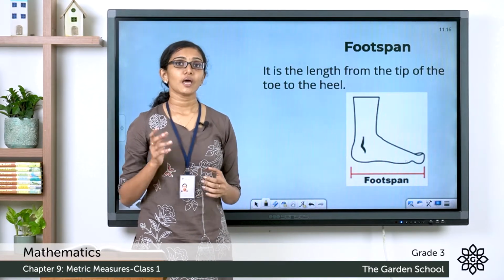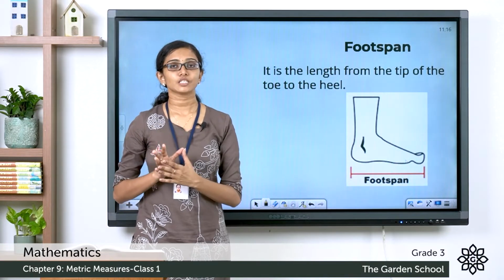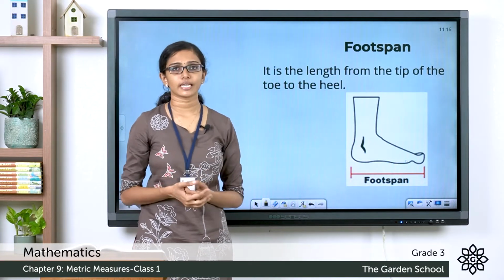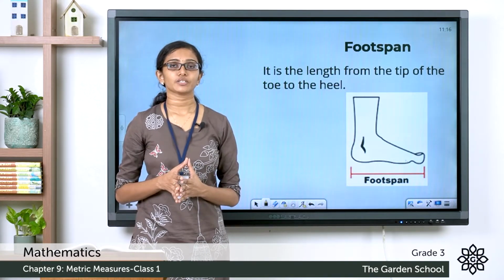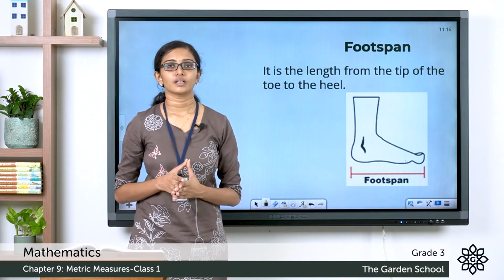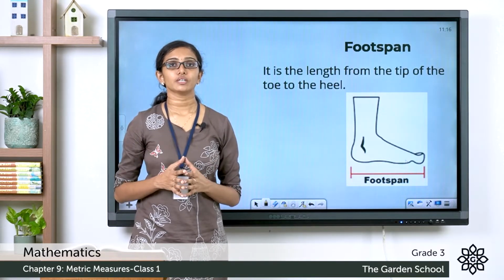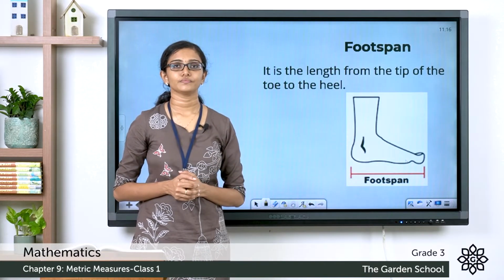So can you try measuring the length of your room using a foot span? See, the hand span can be used to measure smaller lengths, like the length of your table. What about cubit? Cubit can be used to measure even bigger lengths. Now, a foot span can be used to measure even larger lengths, like the length of your room.